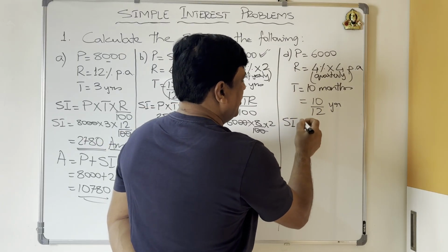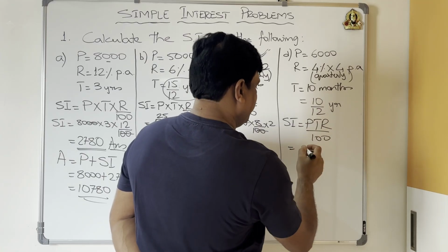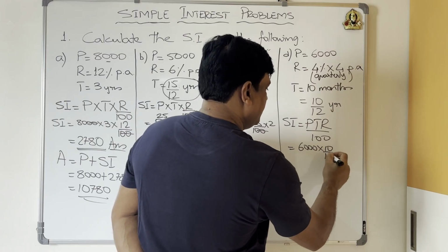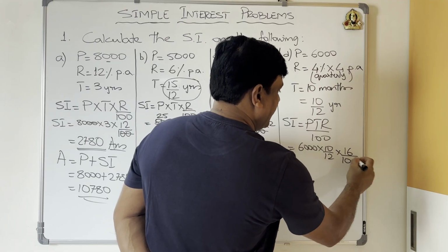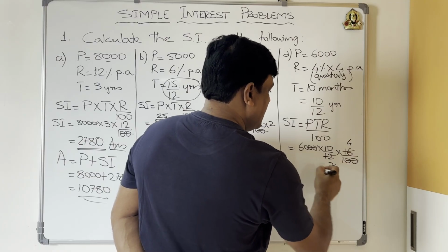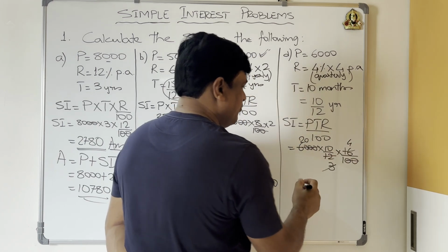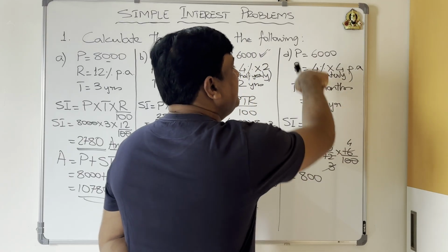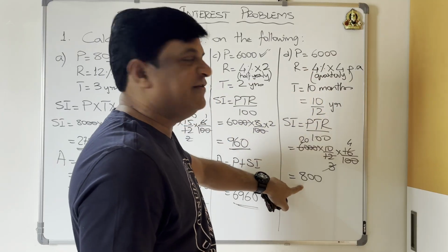Go back, put it into the formula, PTR by 100. So you have 6,000. What is your time? Time is 10 by 12. Into your rate, which is 4 into 4, 16%, divided by 100. So this goes 4 fours are 16, 4 threes are 12, and this becomes 20. So what are you left with? 20 into 4 is 80. 80 into 10 is 800. So your interest with these numbers, at the rate of 4% quarterly and for 10 months, is 800.